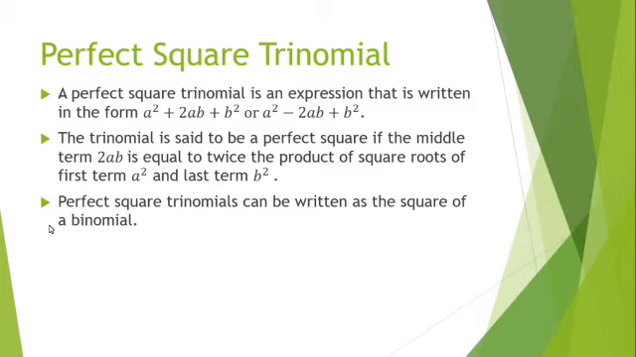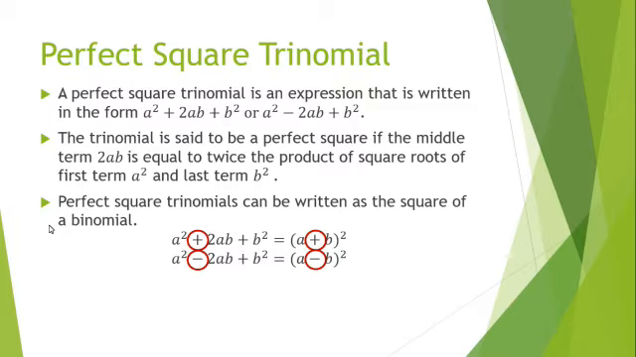Perfect square trinomials can be written as the square of a binomial, that is, a squared plus 2ab plus b squared equals a plus b quantity squared, and a squared minus 2ab plus b squared equals a minus b quantity squared. Notice the encircled signs here.